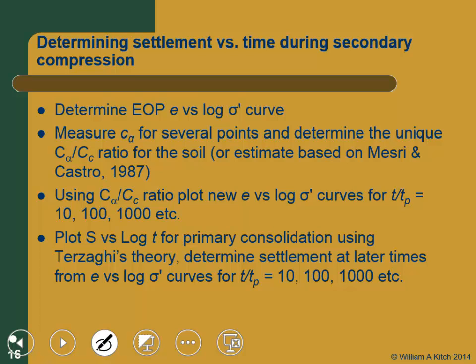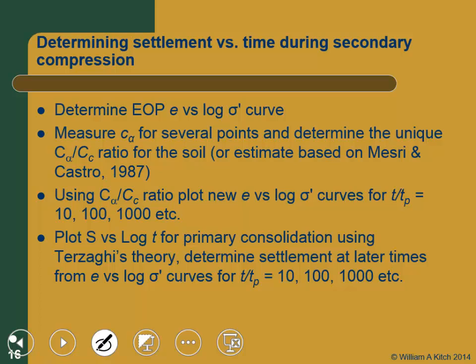So how do you do this? Well, you determine the e-log-P curve. You determine the end of primary curve. You don't actually have to make pore pressure measurements to do this. As long as you're using a load increment ratio greater than 1 and you're getting inflection points, you can just use Casagrande's method or Taylor's method. But you've got to determine the end of primary e-log-P curve. Okay? Then you measure C sub alpha for several points along the e-log-P curve.